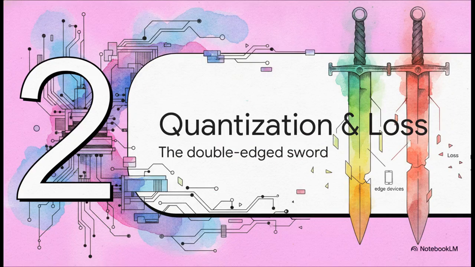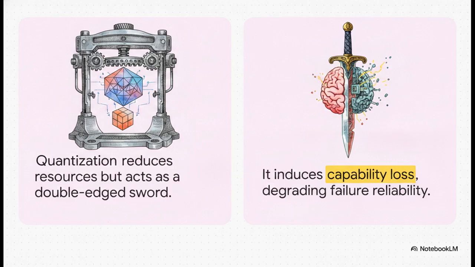Section 2. Quantization and capability loss, the double-edged sword. Okay, so the primary intervention researchers use to fix this is called quantization. Simply put, quantization shrinks the numerical precision of a model, say crunching it from a 32-bit floating point down to an 8-bit integer, just to save space and compute power. But it is a massive double-edged sword. While it dramatically reduces the resources you need, it induces what's called capability loss. The model essentially suffers brain damage, right? It degrades in its failure reliability, its calibration, and its consistent behavior. Sure, it might still get the easy answers right, but its deep, nuanced understanding is severely compromised.